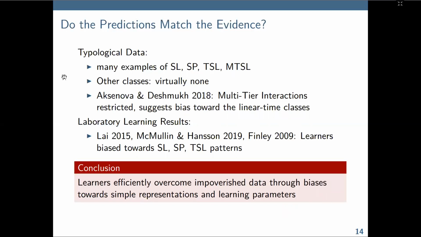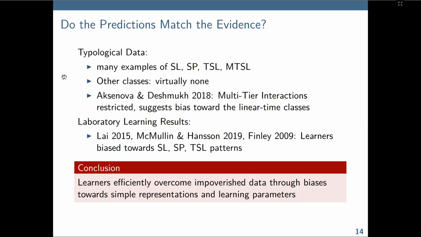Well, there are many ways that we could look at this. Let's start with typology. If we see a pattern in the world, obviously it was successfully learned. So we can take that as evidence that the hypothesis class of a learner has to include patterns of this type. In the typology, we see many examples of strictly local patterns and strictly piecewise and TSL and MTSL patterns. When we look at the classes that sit outside these, virtually none. There are some controversial examples, but virtually none.